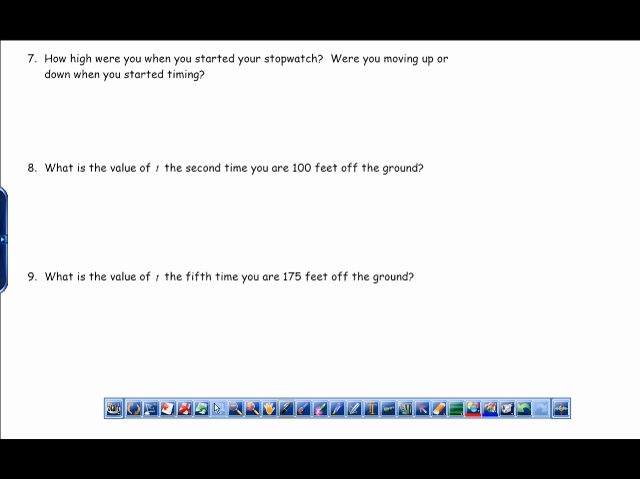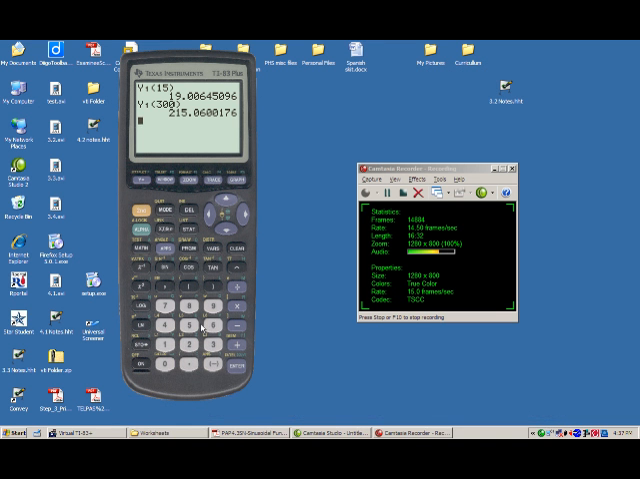Okay, number 7 says, how high were you when you started your stopwatch? So let's think about what time would be when you start your stopwatch. This catches people because they overlook the obvious. What they're asking us is, when t equals 0, what is the height? They could have asked this on number 6. So again, you can go to the table, you can do this. On this particular problem, I really like the graph because it answers the next part for me.